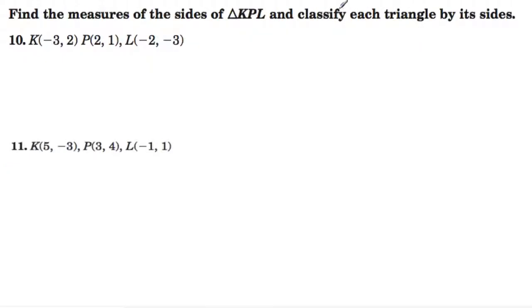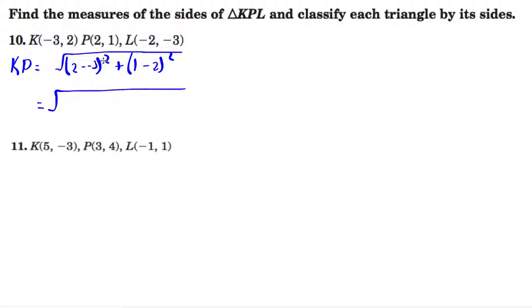We want to classify the triangle based off its sides, so that means scalene, equilateral, or isosceles. So we need to use the distance formula. So KP, the distance here, is going to be the square root of the x's, so 2 minus the negative 3 squared, plus 1 minus 2 squared.